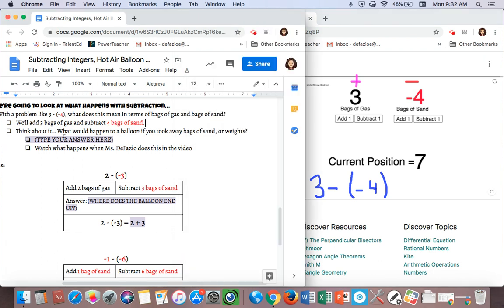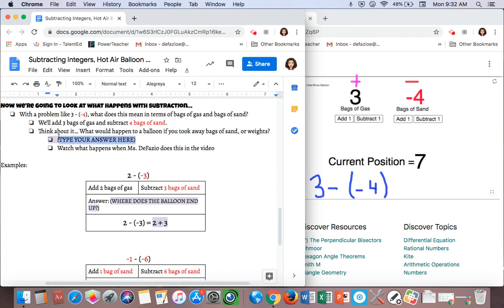So think about it. What would happen to a balloon if you took away bags of sand or weights? Right here, and I'll actually type this with you. What would happen to a balloon if you took away bags of sand or weights? The balloon would rise because it's not as heavy anymore. You're taking those weights away, so you're not making it sink lower, you're making it rise up higher.